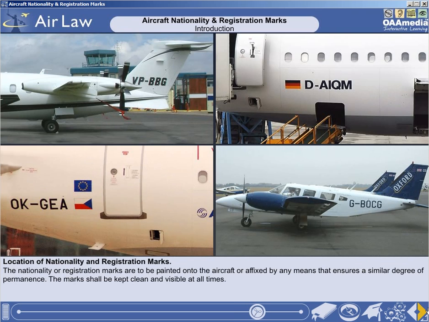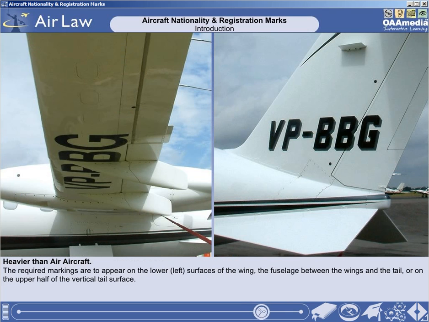The nationality or registration marks are to be painted onto the aircraft or affixed by any means that ensures a similar degree of permanence. The marks shall be kept clean and visible at all times. The required markings are to appear on the lower surfaces of the wing, the fuselage between the wings and the tail, or on the upper half of the tail surface.